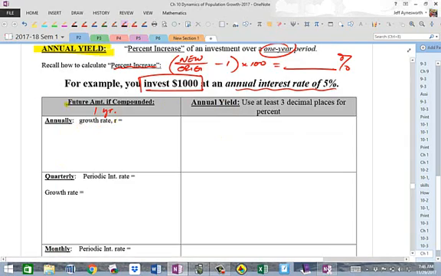Again, the growth model, P sub n, is always equal to the initial amount times r to the nth power. So we have to calculate a growth rate first. Let's do it annually first. With a 5% annual interest rate, the growth rate is 105%. 100 plus 5 is 105%, and as a decimal, that's 1.05. So you calculate your growth rate first, and then you apply your formula.